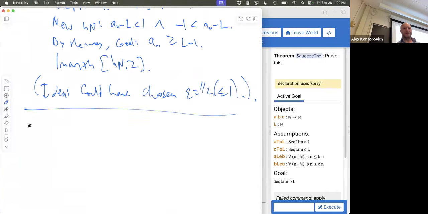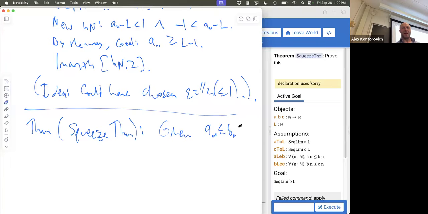So new theorem. This is the squeeze theorem. We're given sequences A n less than or equal to B n less than or equal to C n. We're given that A n goes to L. We're given that C n goes to L. And our goal, those are our assumptions. Our goal is that B n also goes to L.